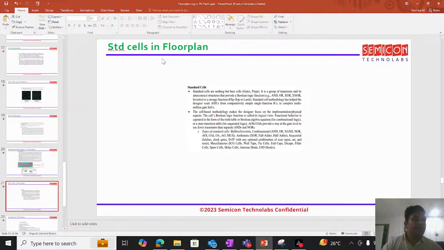Now when it comes to bigger cells, it can be memories, which are again sequential cells, nothing but bigger flip-flops. Or it can be macros, which are analog IPs or third-party IPs. Or it can be a few of the yield monitoring cells given by the foundry. So many things come into the picture.